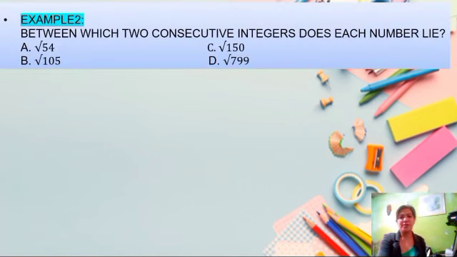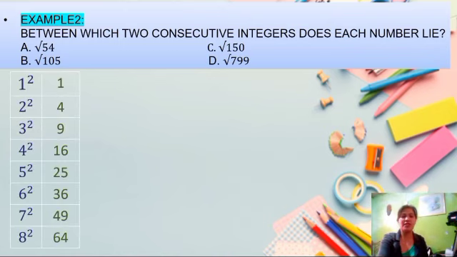Another example, between which two consecutive integers does each number lie? A, square root of 54, B, square root of 105, C, square root of 150, and D, square root of 799. For those radicands, we need the consecutive integers that they lie between. How do we know? Here are our integers. When we square them, we get the perfect square numbers. So here, 54.